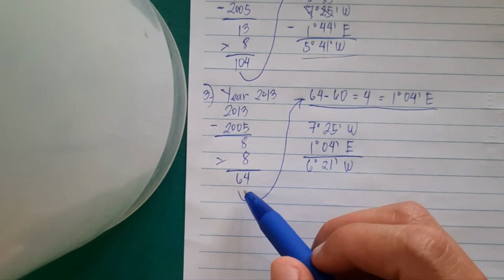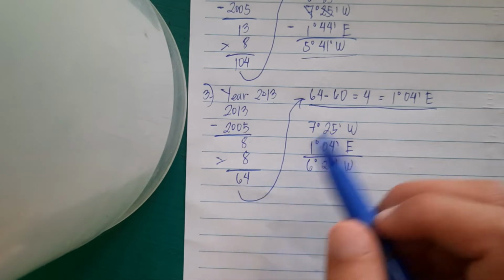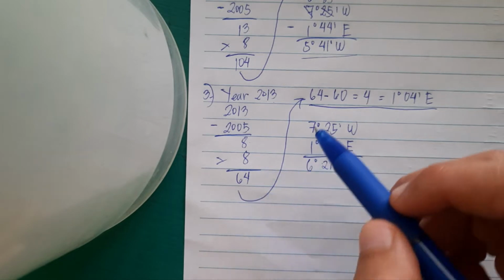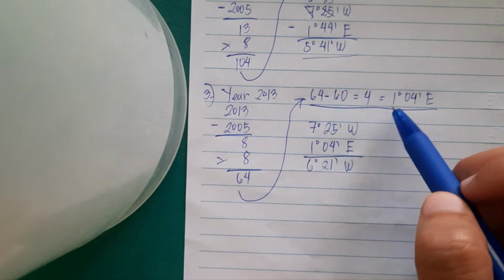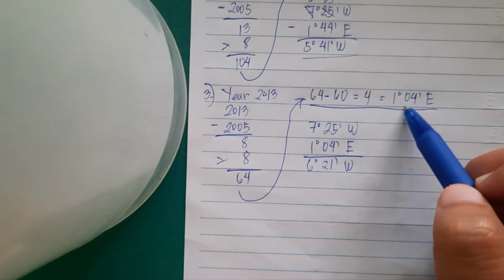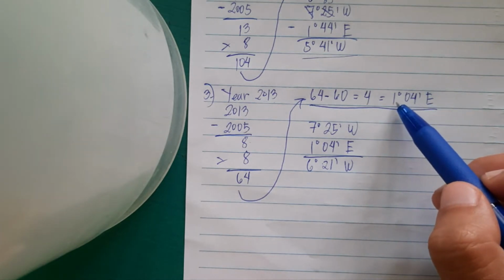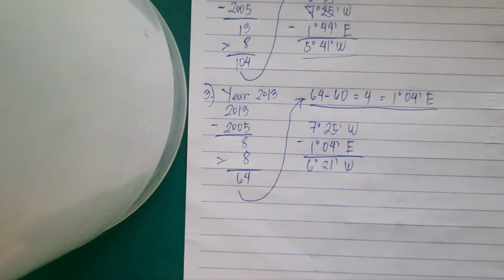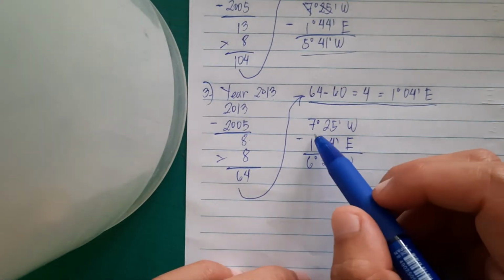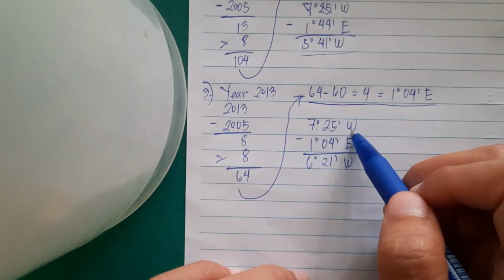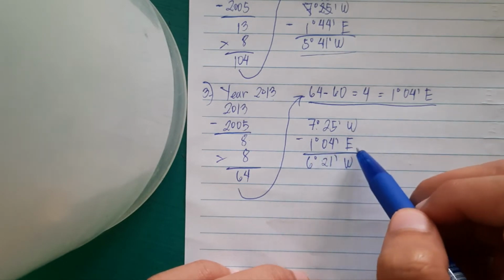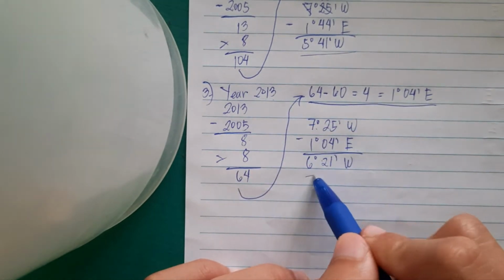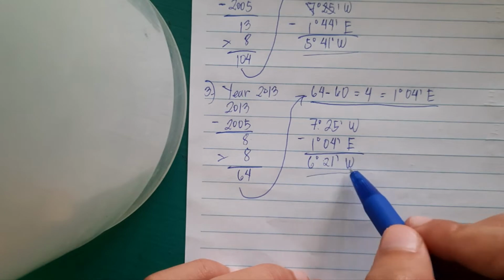It's obviously 1 degree and 4 minutes because 1 degree is equivalent to 60 minutes. 64 minus 60, that's 4, and this is now the annual. 1 degree and 4 minutes east. Since the annual is still decreasing, we will subtract 7 degrees and 25 minutes west minus 1 degree and 4 minutes east. So the compass variation for year 2013 is 6 degrees and 21 minutes west.